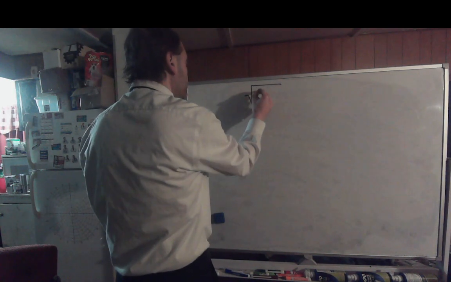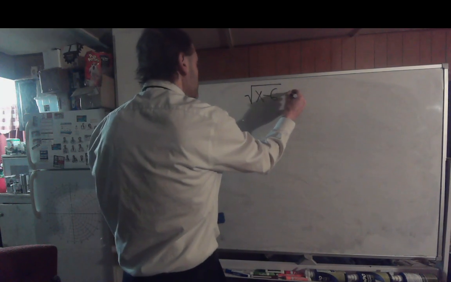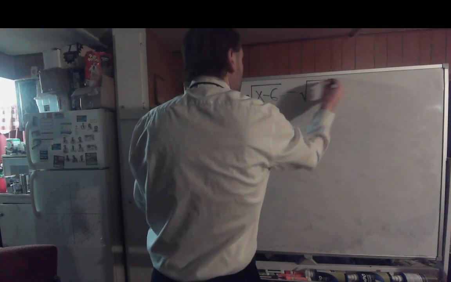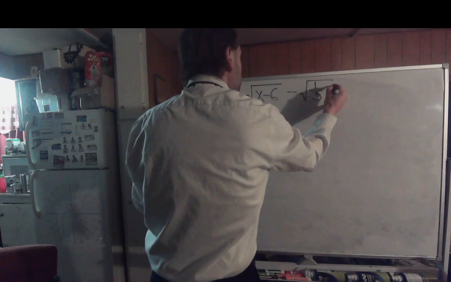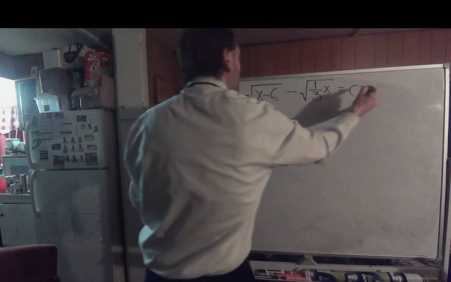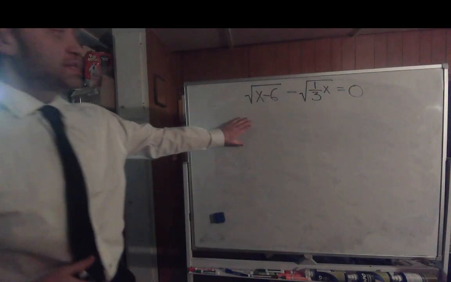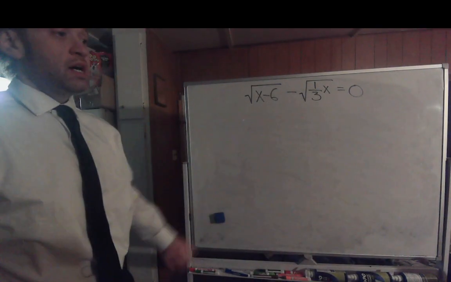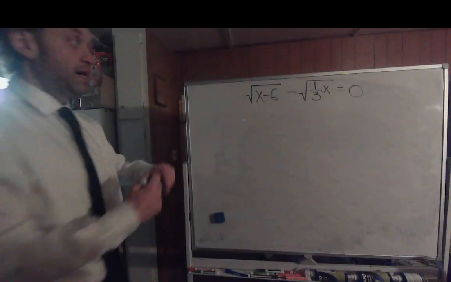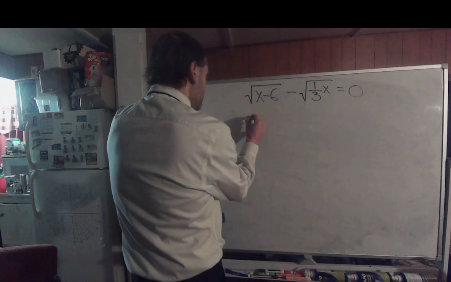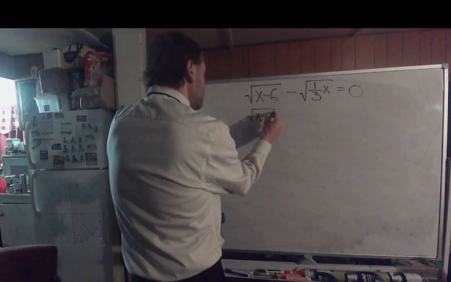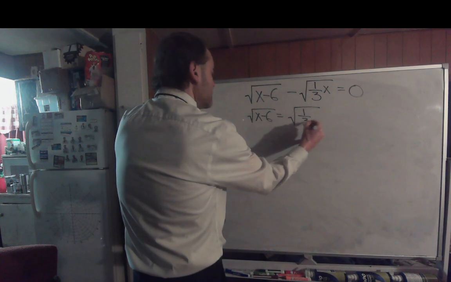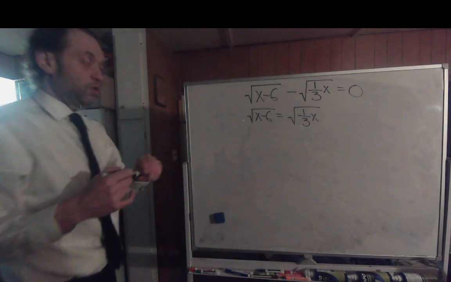Alright, square root of x minus 6 minus the square root of 1/3 x equals 0. I would get that square root of x minus 6 by itself, so let's do that. You'll end up with the square root of x minus 6 equals the square root of 1/3 x. Now we got this in a form we can work with.